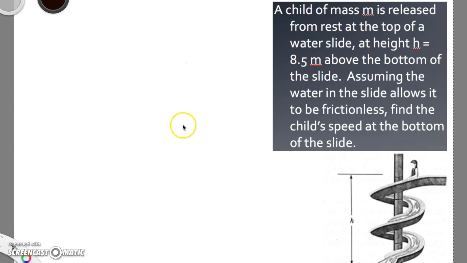Now we're going to look at a scenario of someone going down a slide. It says here we have a kid that's about to go down a slide with a height of 8.5 meters, and we want to know how fast the child's going at the bottom.